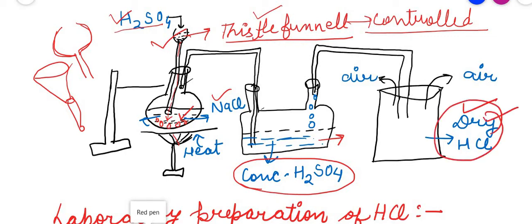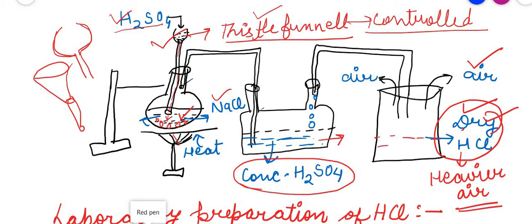Finally we are getting dry HCl gas, and then it is collected by the upward displacement of air, because we know that this dry HCl gas is heavier than air. If it is heavier than air, then the air moves upwards and the gas comes downwards. So the downward collection of the gas will occur, and the air which is coming upwards will be in the upper position. So that is clear about this experiment.